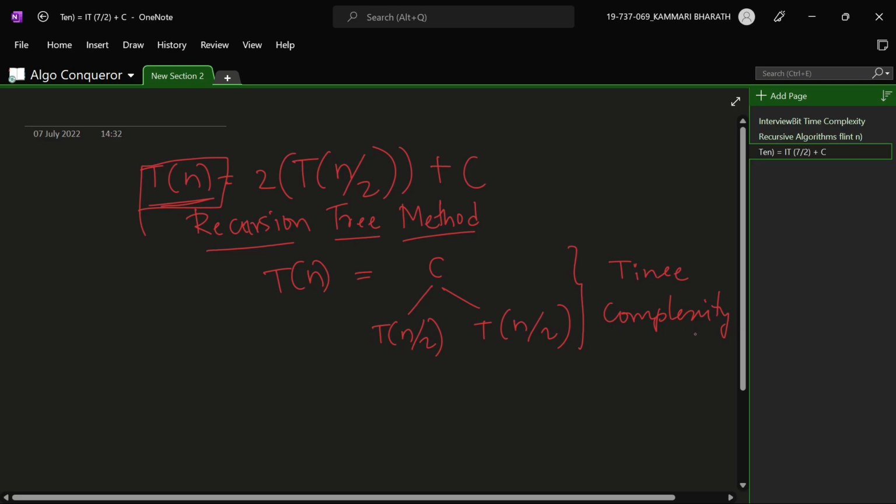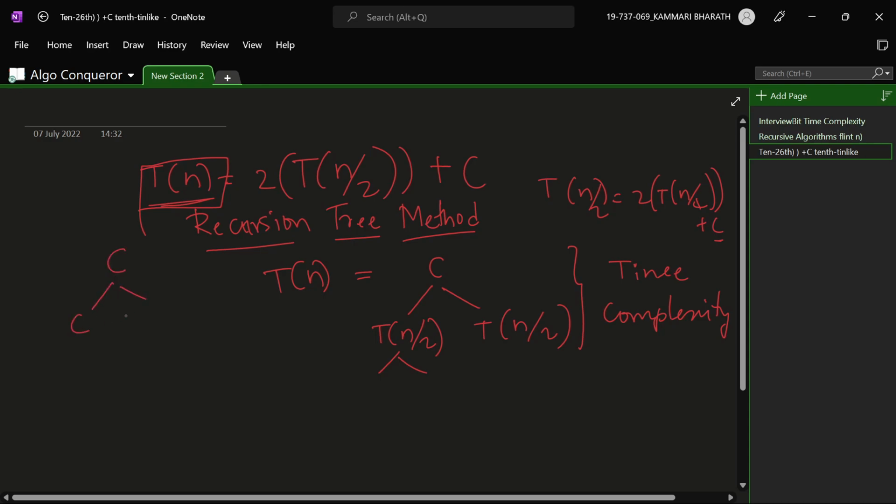This is how you get the time complexity. Now similarly, you break this down also. T of n by 2, how can you write T of n by 2? T of n by 2 is equal to 2 times T of n by 4 plus C. Okay. Now replace this T of n by 2 with C and write the tree again.